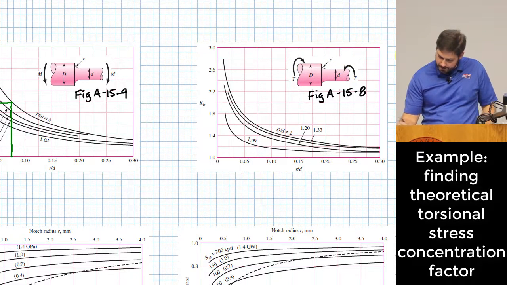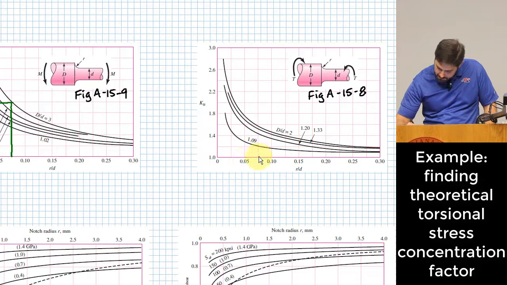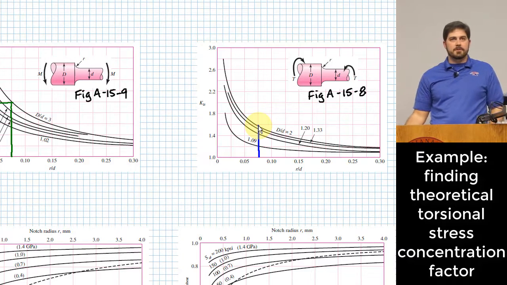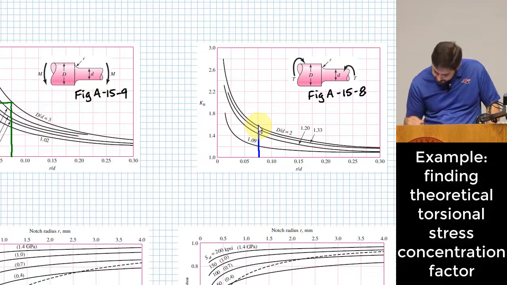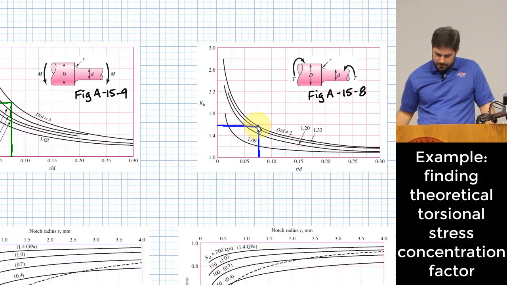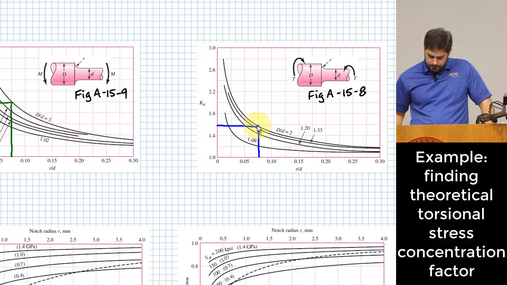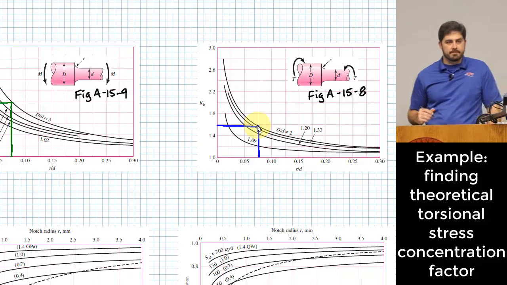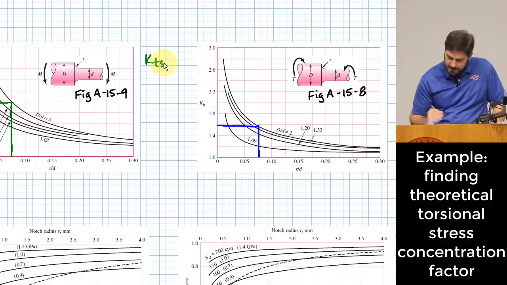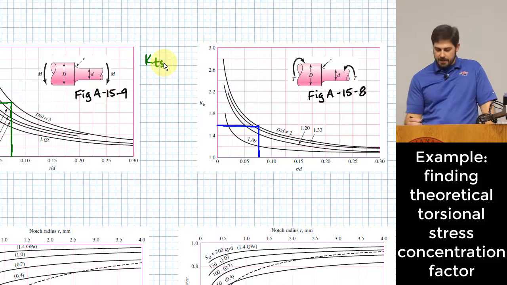Let's see here, look for 0.075, read up to whichever of our curves is the highest for our capital D over D. So that's capital D over D equal 2, and reading over here, I estimated this as 1.58. They call this K sub ts. The s that they put on the end of there just means shear.